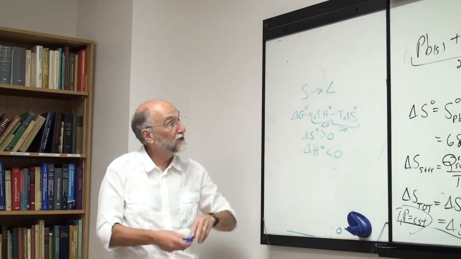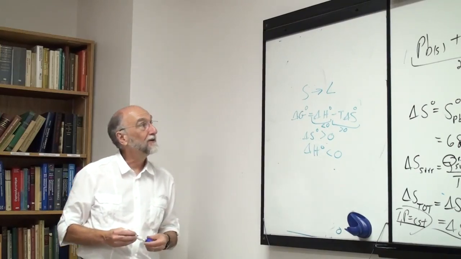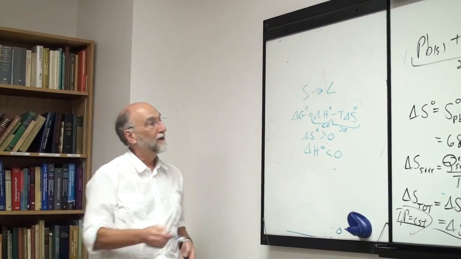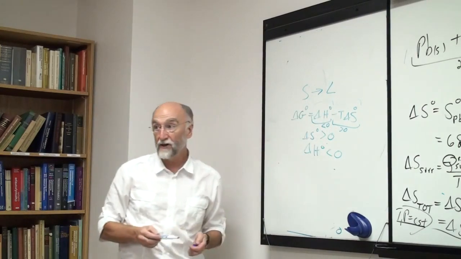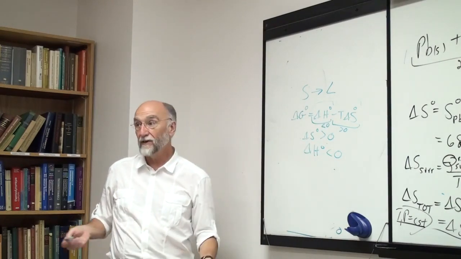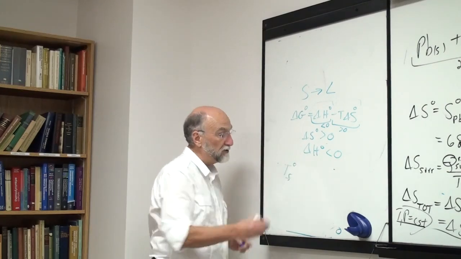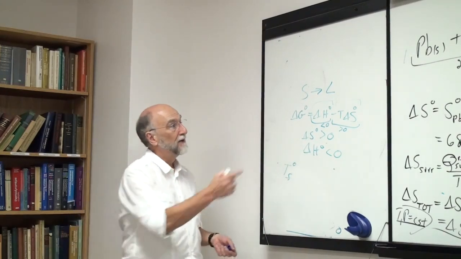So at high temperature, this term wins, and the liquid is stable. At low temperature, this term wins, and the solid is stable. At exactly the melting point, the two terms are equal, and delta G is 0. So the equilibrium T-naught fusion would be the equilibrium melting point.